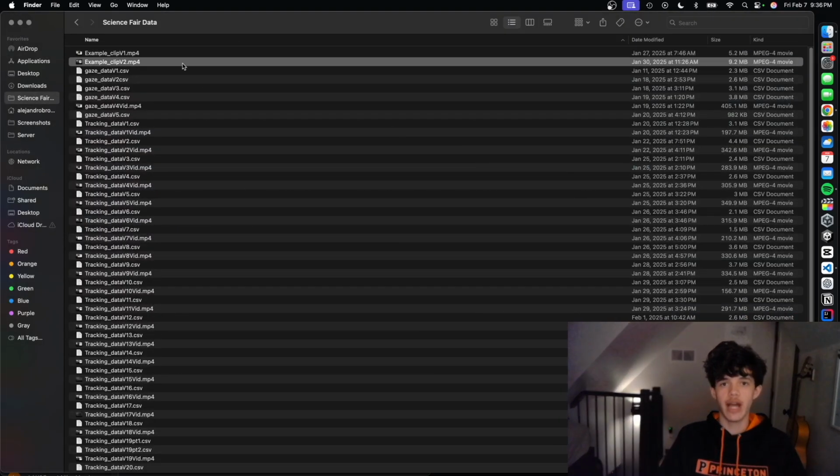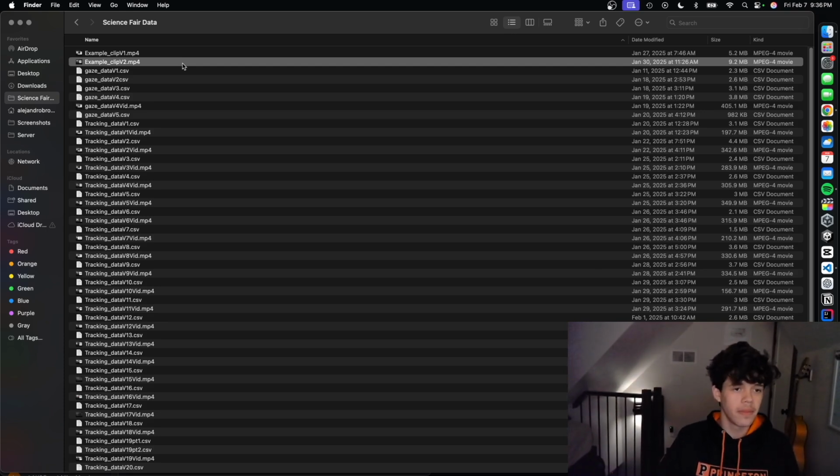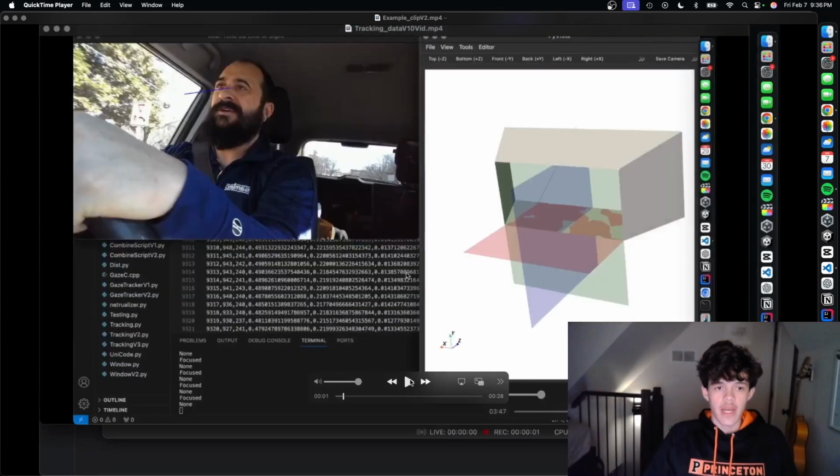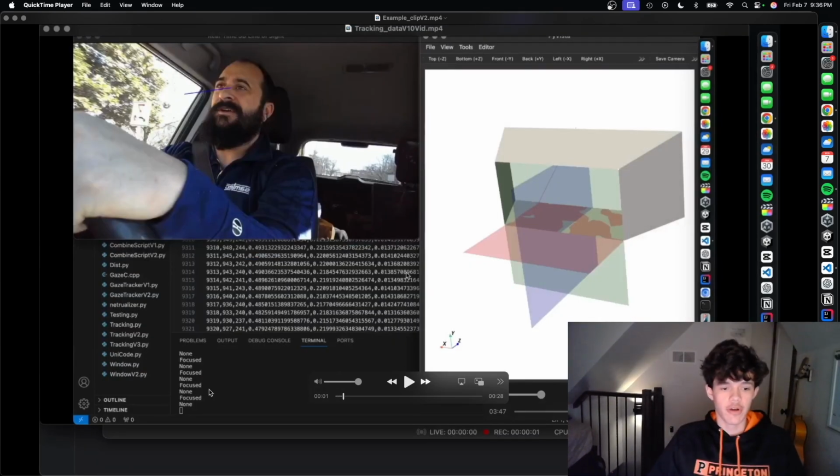The second clip is slowed down so that it's easier to see. In the second clip, we can see that the driver is currently focused with no source of distraction with their eyes on the road. Here's the 3D model of their car, and this is the data being recorded.